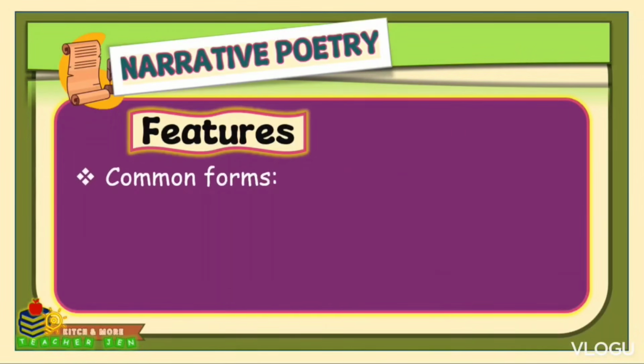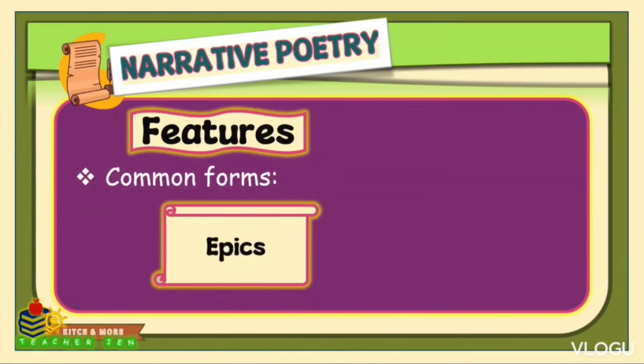Narrative poetry often comes in these amazing forms. First, epics. Think of an epic like a superhero movie, but in ancient times. Epics are long poems that tell the grand adventures of heroes. These heroes usually fight battles, go on dangerous quests, or even save entire kingdoms.